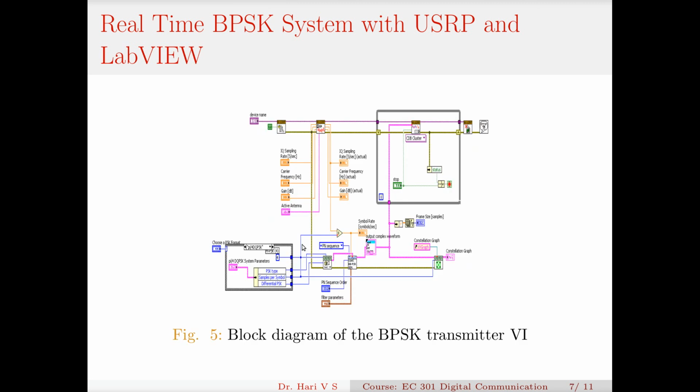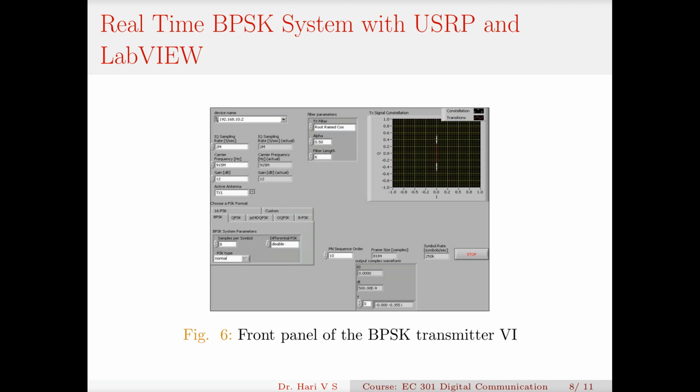This transmitter VI is a virtual instrument, a block diagram in LabVIEW. This is the front panel of the transmitter. Here I can set up the transmission frequency, the IP address of the system that we are using, and so on. In this chart, you can see the signal constellation. Of course, it is shifted by 90 degrees. This is one point, and this is another point. Two points are there in the signal constellation.